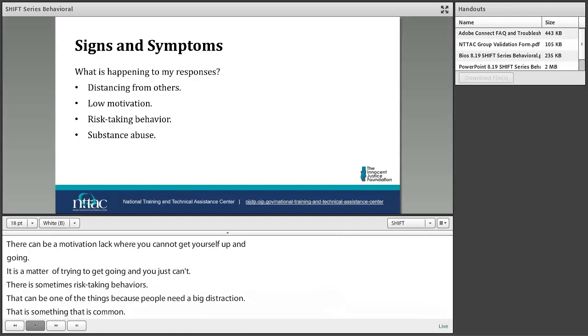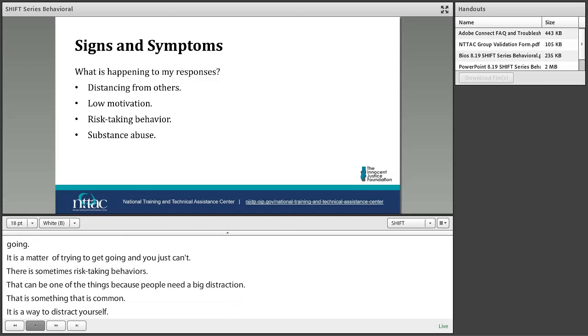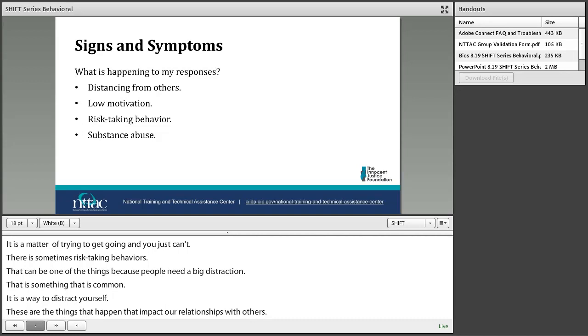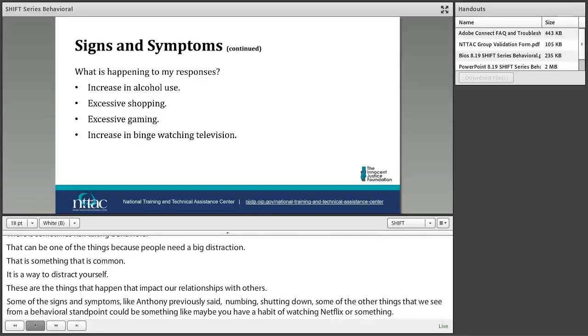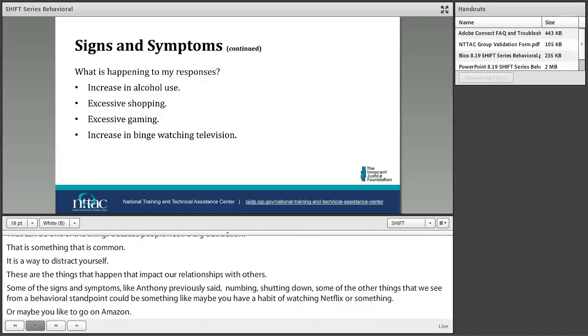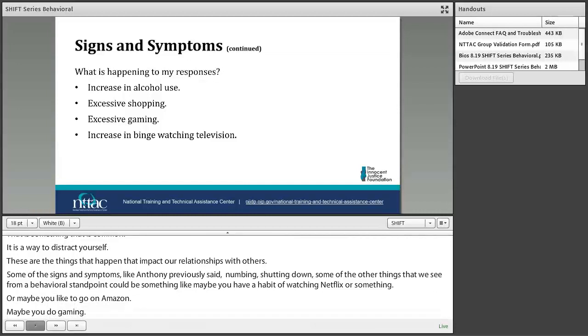throughout our world. Some of the signs and symptoms, like Anthony previously said, are numbing and shutting down. Some of the other things that we see from a behavioral standpoint could be something like a habit of watching Netflix, or going on Amazon, or gaming, any kind of behaviors that go to the excess. Maybe on a typical afternoon you come home and you have one drink, but now you're noticing you come home and you have 3 or 4 drinks.